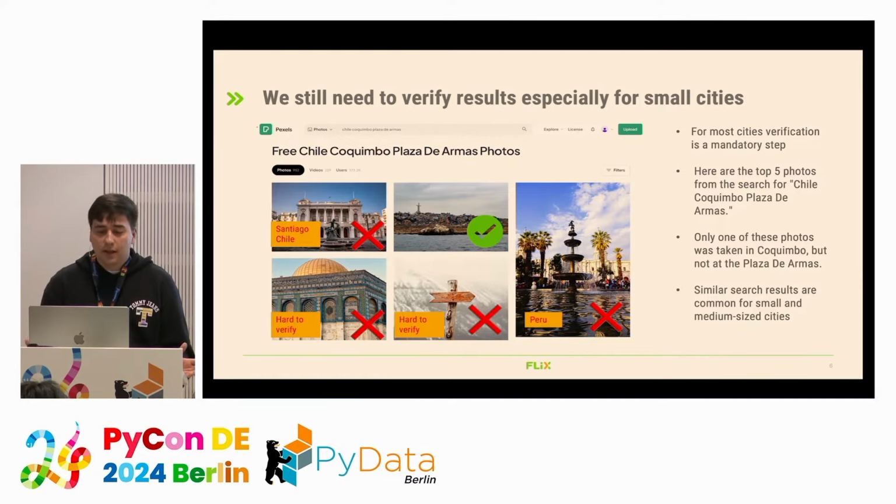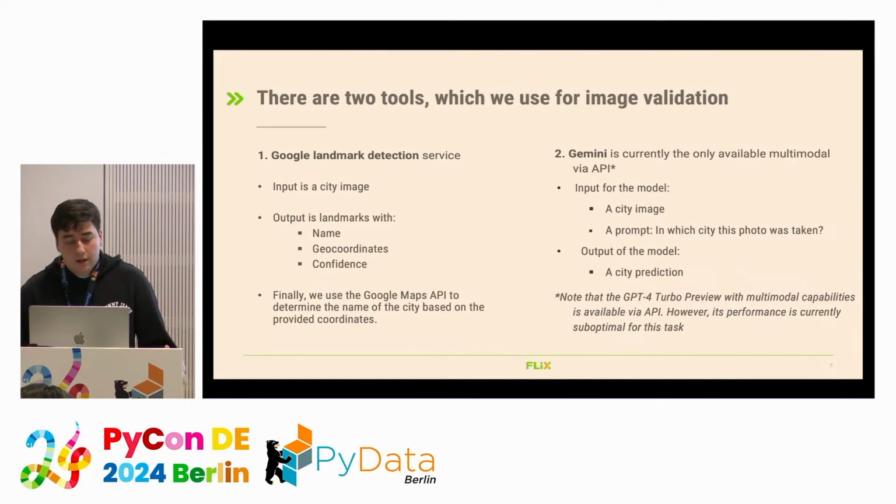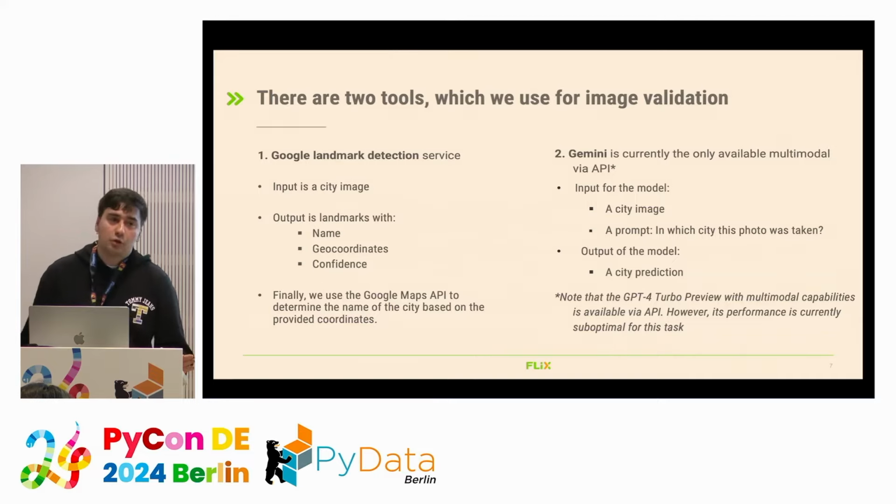You can see that only one of the top 5 photos actually belongs to Cacumba. It's not even Plaza de Armas, but okay, it's still the city. So we need to somehow find a way to automatically verify that the image indeed shows the city which we want. There we found 2 tools which can do it with relatively good quality.